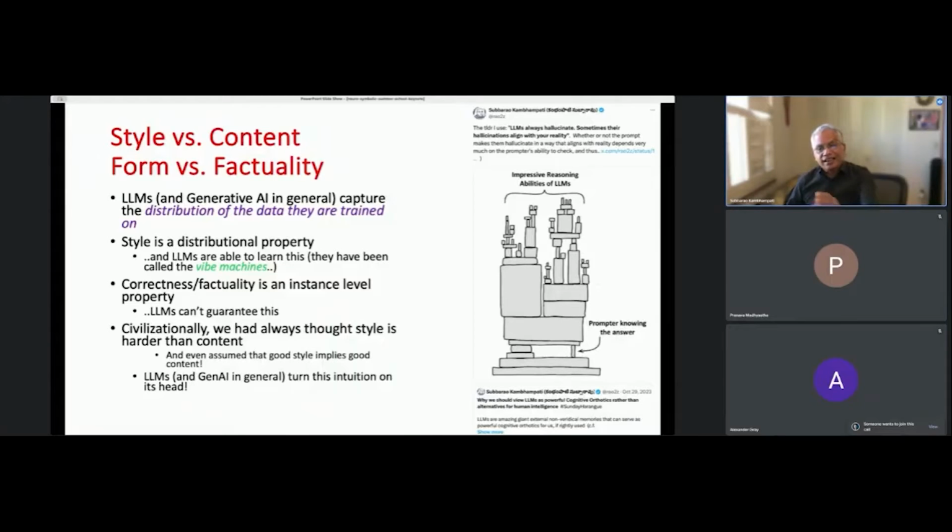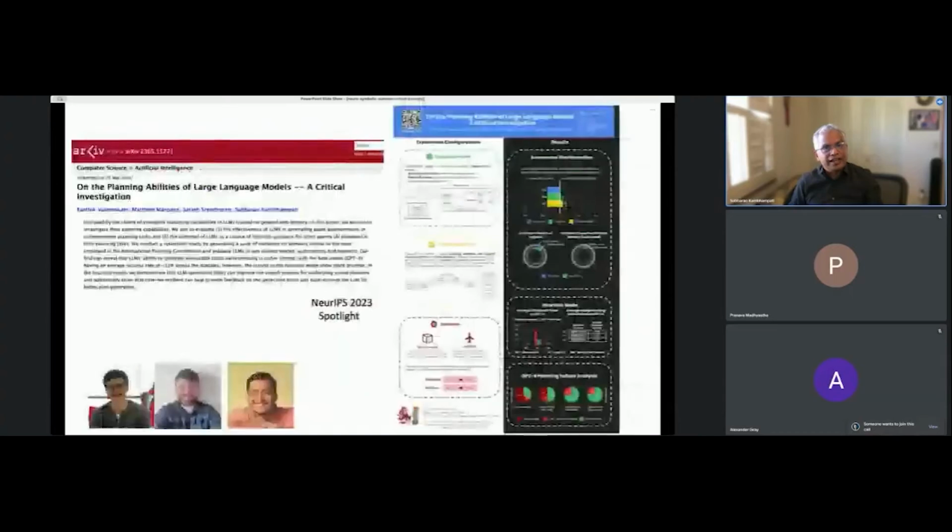And in general, this cartoon that I have made into t-shirts, which I'm selling on the side of late, is basically this. The whole impressive reasoning ability of LLMs is really based on the prompter knowing the answer. When the LLM gives out something that looks like a plan, the prompter in the loop carefully corrects it until it becomes correct and then gives the credit to LLMs.